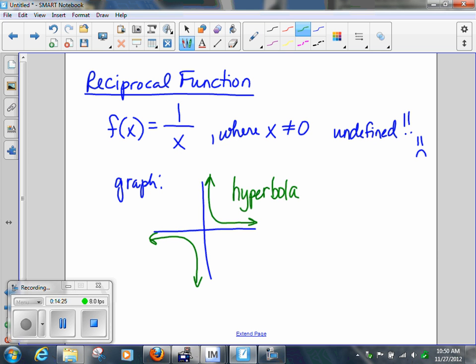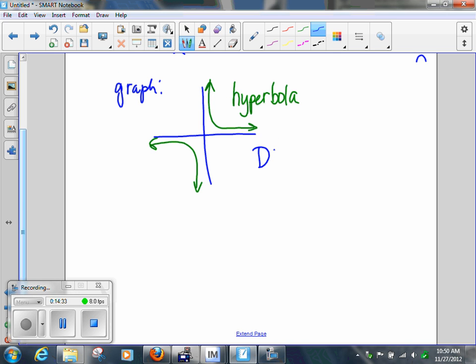What if we were to talk about domain and range again of this function? Domain has to do with which values? X values. What are all the possible X values? The width of this graph. Everything but what? 0.